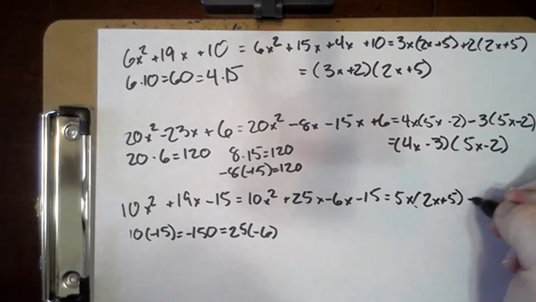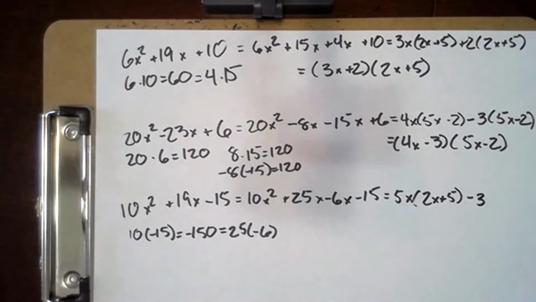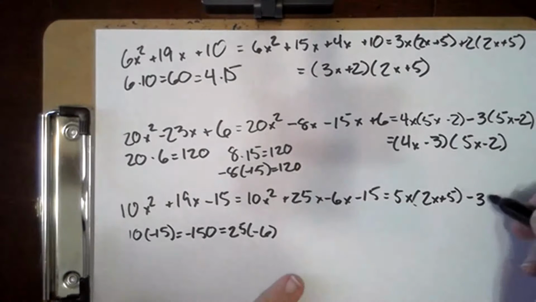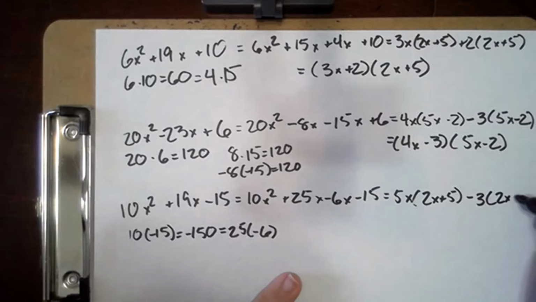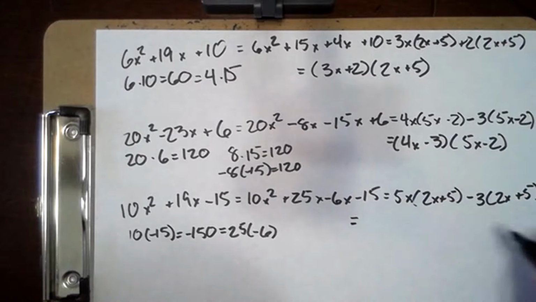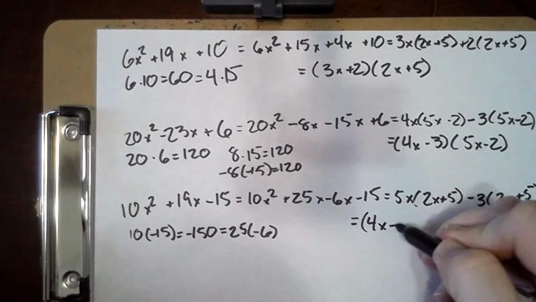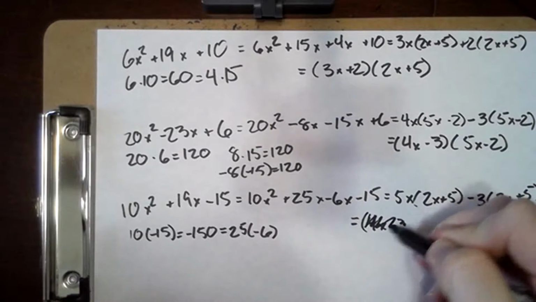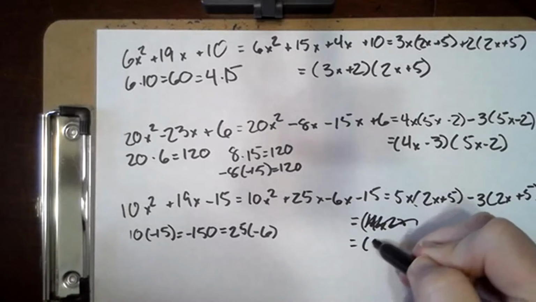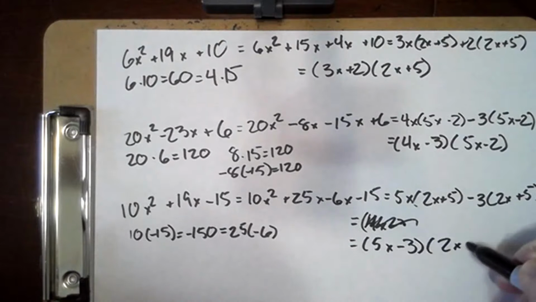And then I've got a negative 3 as a factor of my next two terms times 2x plus 5. Put it all together, and our final factorization here is 4x minus 3. Sorry, I'm looking at the wrong thing. That's 5x minus 3 times 2x plus 5.